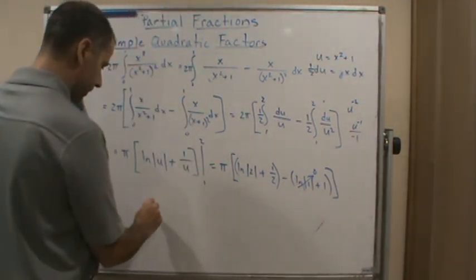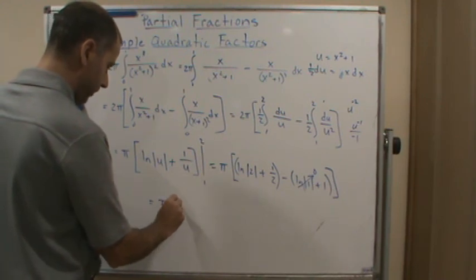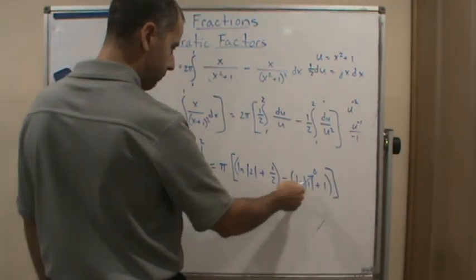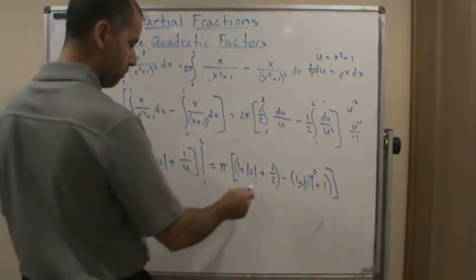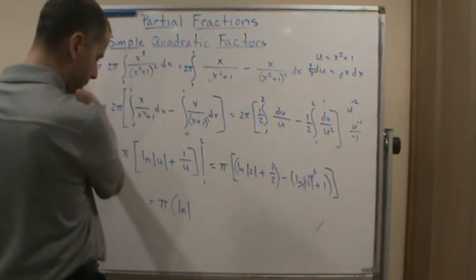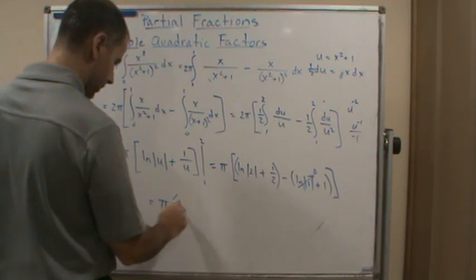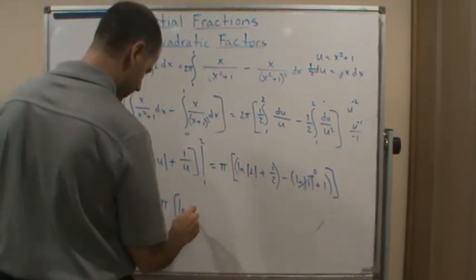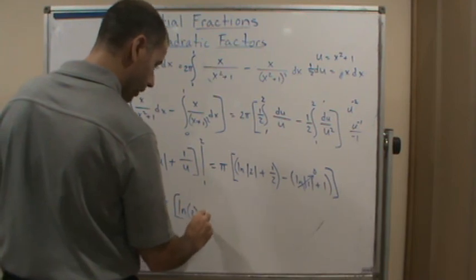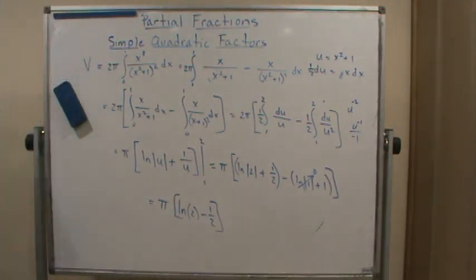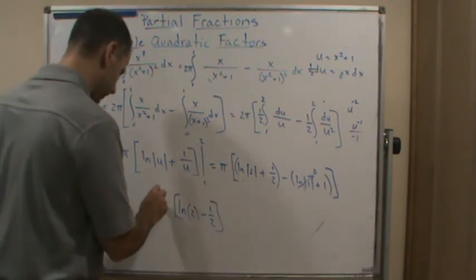So what do we get? We get pi times what? 1/2 minus 1, which is minus 1/2. So we get the natural log of the absolute value of 2, but it's just 2, so we could just write 2. Minus 1/2. And that's the answer. So that's the volume, and this is the exact answer.